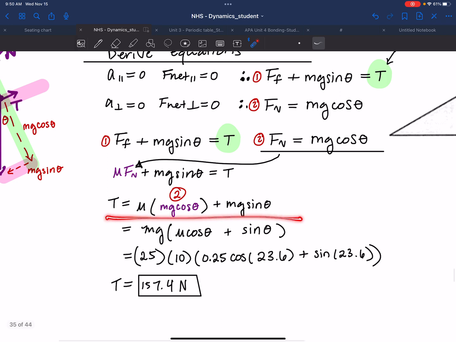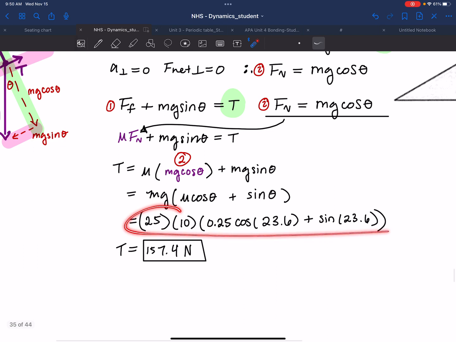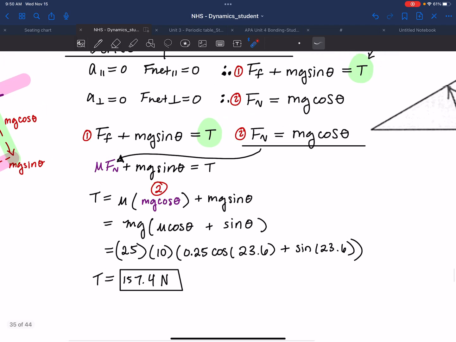tension. So I went ahead and rearranged this algebraically because I saw that mg appeared on both of my components. So I singled out mg and I multiplied that by mu cosine theta plus sine theta. So when I plug everything in, I should get 157.4 newtons. Okay, and that is that.